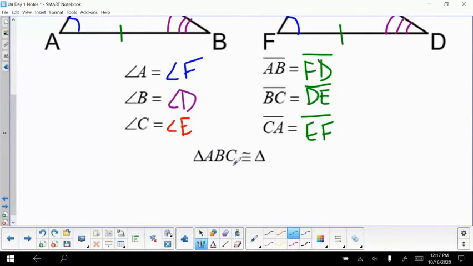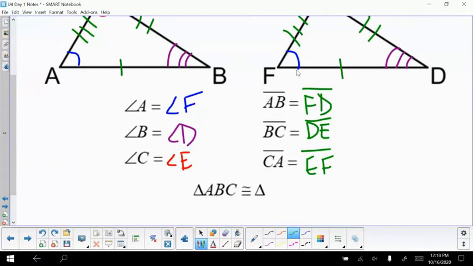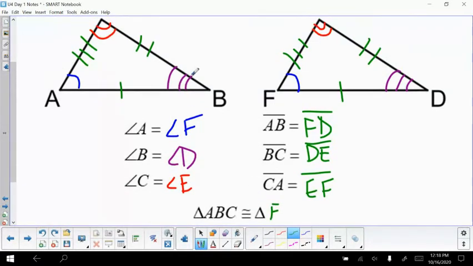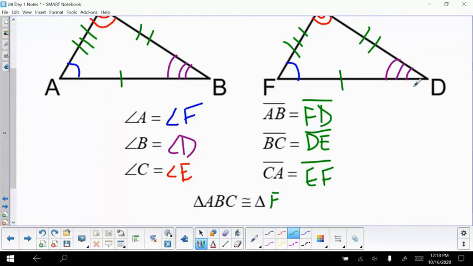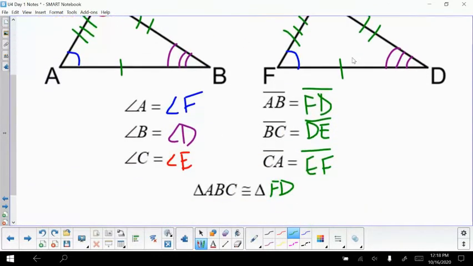But we have to put them in the right order. So A is congruent to F, so then we need to put an F here. B is congruent to D, so D would have to go next. And then C goes with E, so then E would go next.